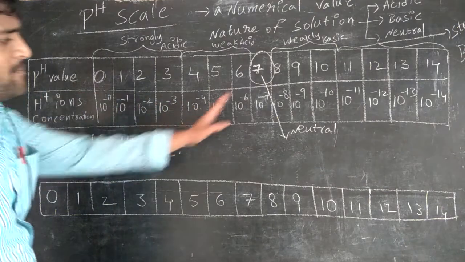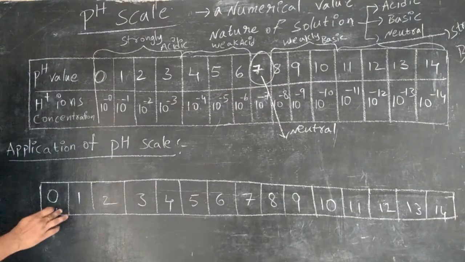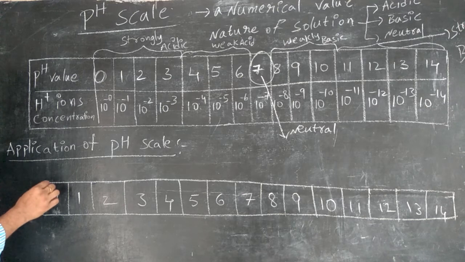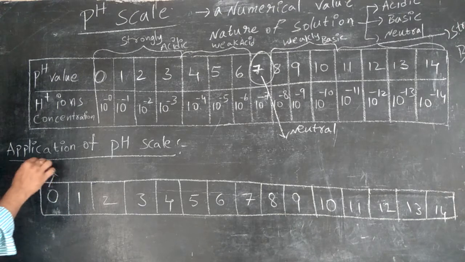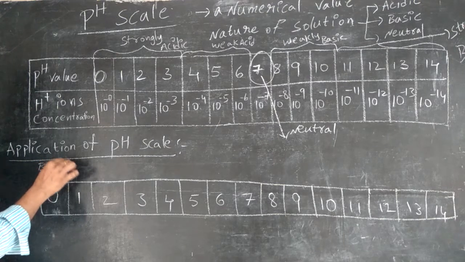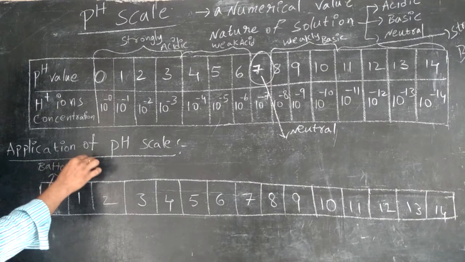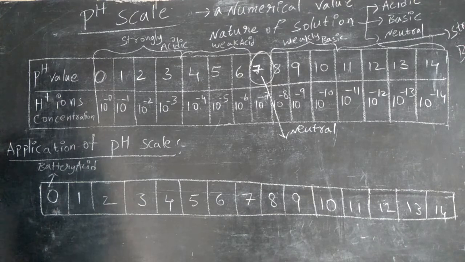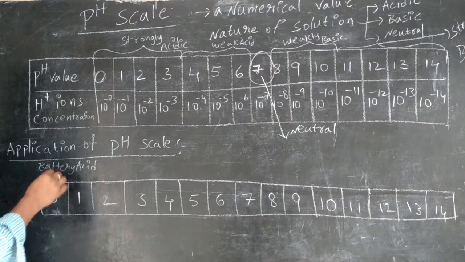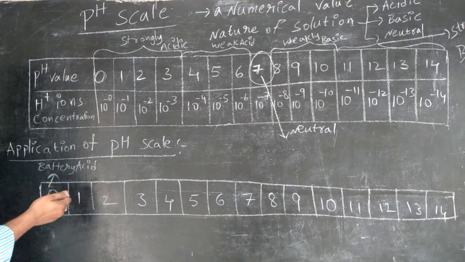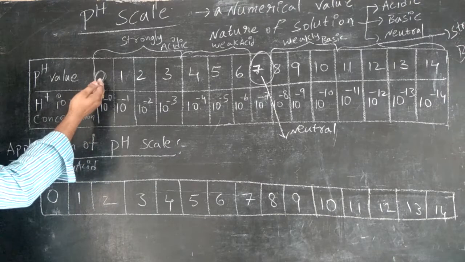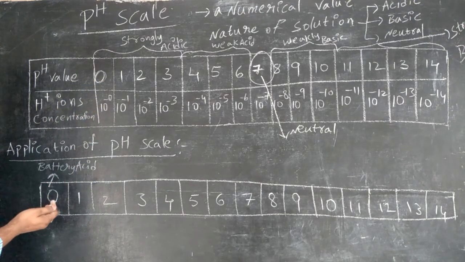Then, coming to the applications of the pH scale. First, if the pH value is 0, it is generally for battery acids. Acids and bases are good conductors. For better conduction, the H plus ion concentration should be more. Then we can say that it is a strong acid, and the pH value should be 0.